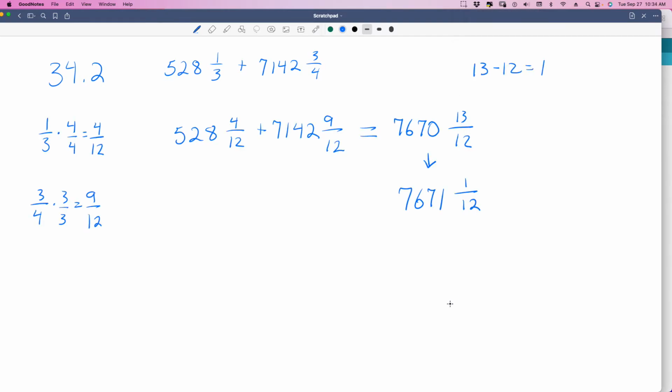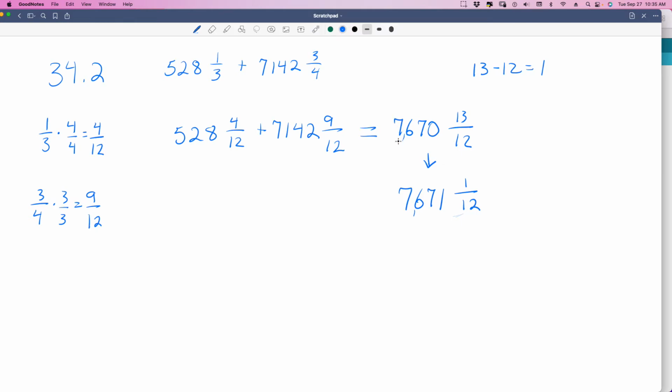All right, so if you got 7,671 and 1/12, then you are correct. If you got 7,670 and 13 over 12, then you're not finished, okay? And the system will mark this wrong if you don't finish this appropriately. It needs to be this right here, okay?